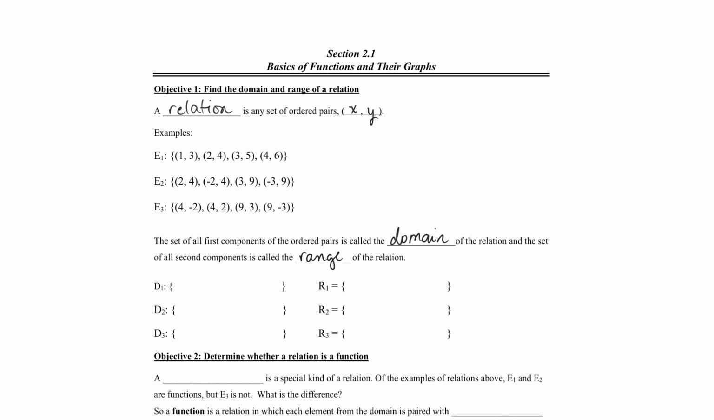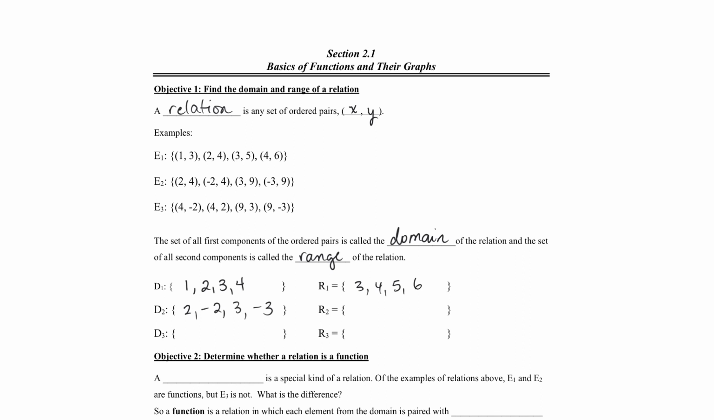So for the first example, the domain would include the x values 1, 2, 3, and 4. And we're using set notation here, so we're just putting a comma between each of the values. And the range is going to be 3, 4, 5, and 6. For the second one, the domain is going to be 2, -2, 3, and -3. And the range is going to be 4.